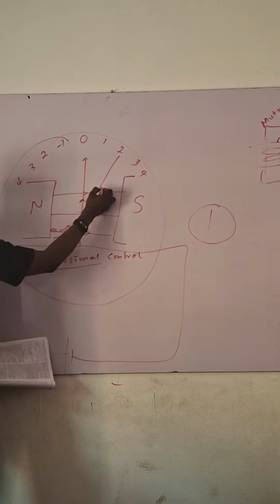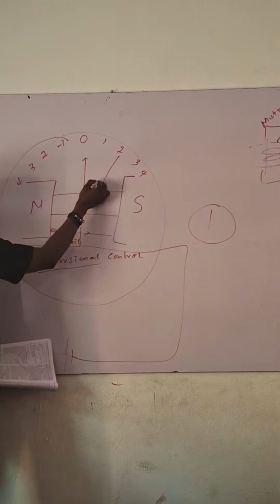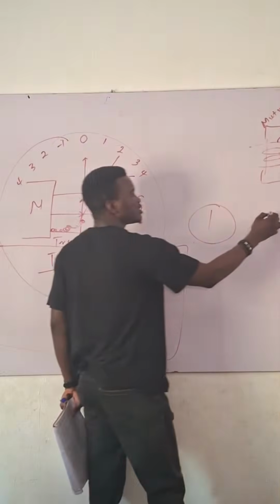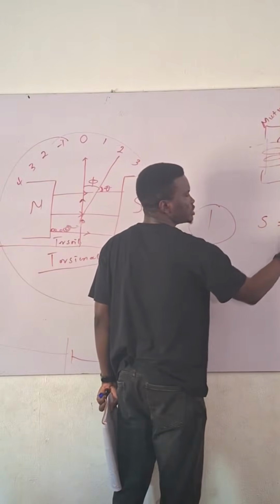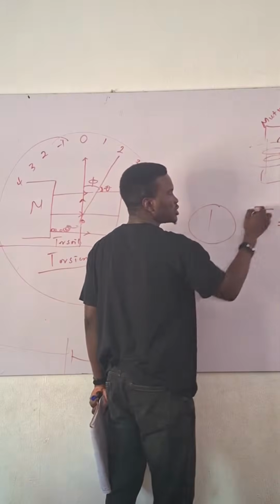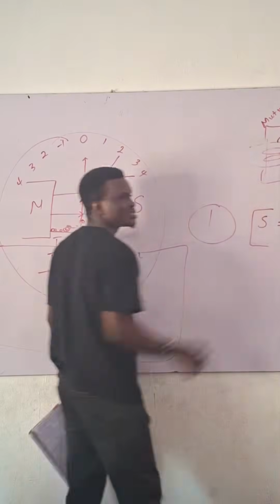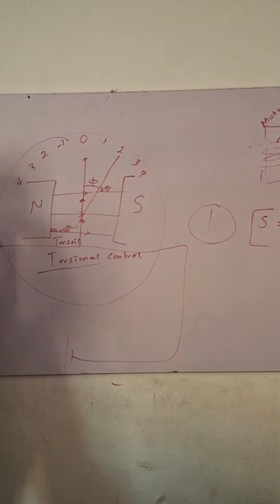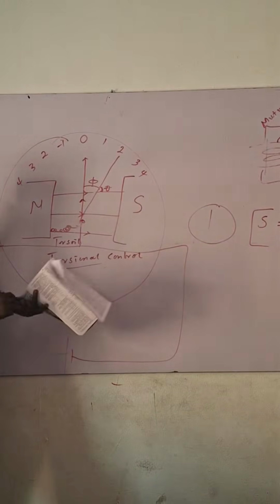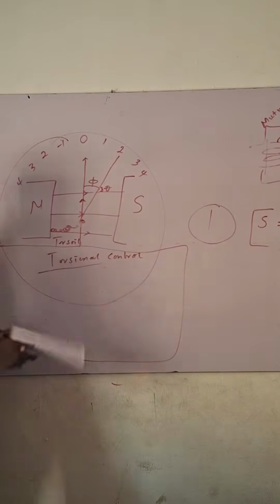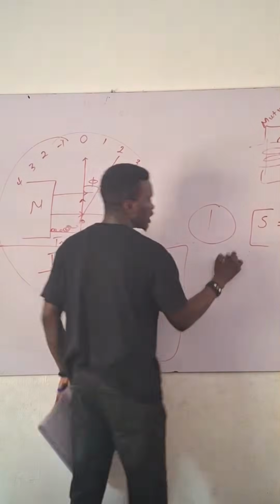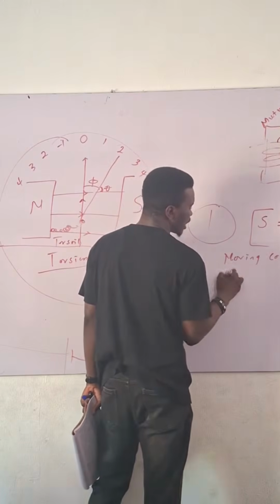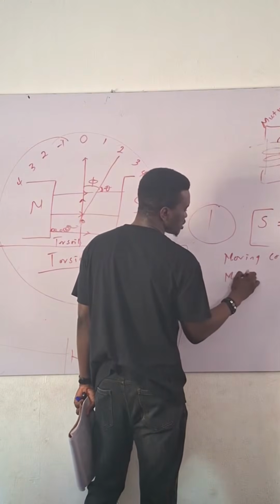That angle it covers, or that angle it deflects, there are two different angles. So we now say that the sensitivity of the galvanometer is equal to the angle divided by the current. This is the formula for sensitivity of a galvanometer. But we said your moving coil galvanometer, we now have two types: your moving coil and your moving iron. What's the advantage and what's the difference?